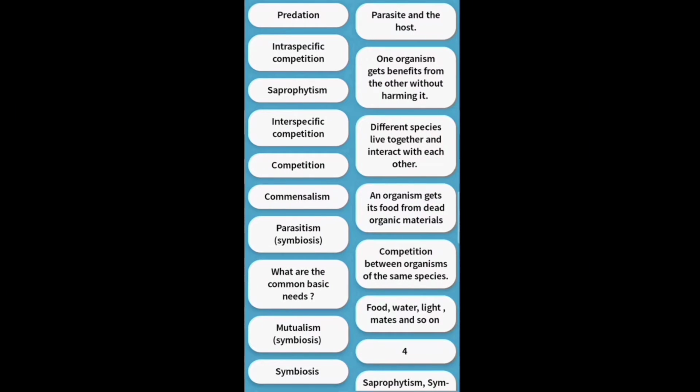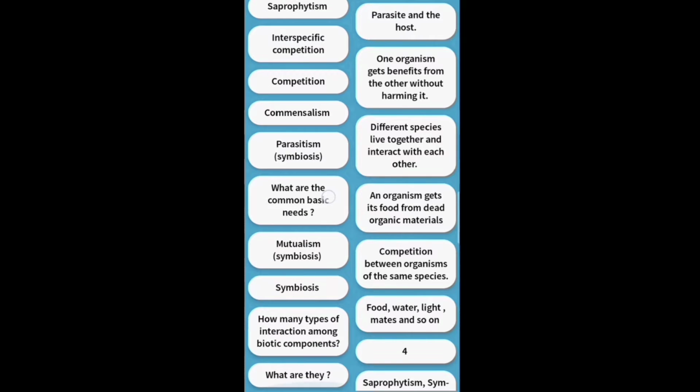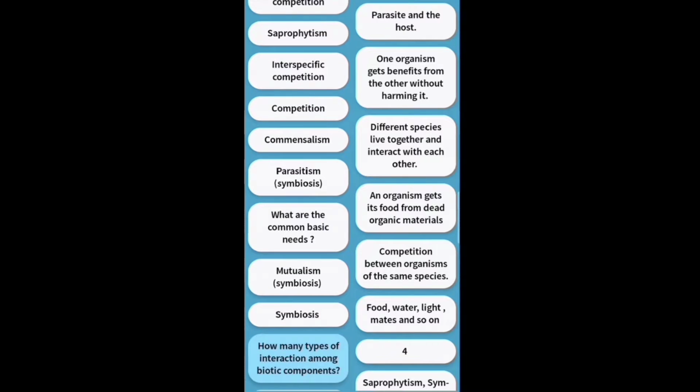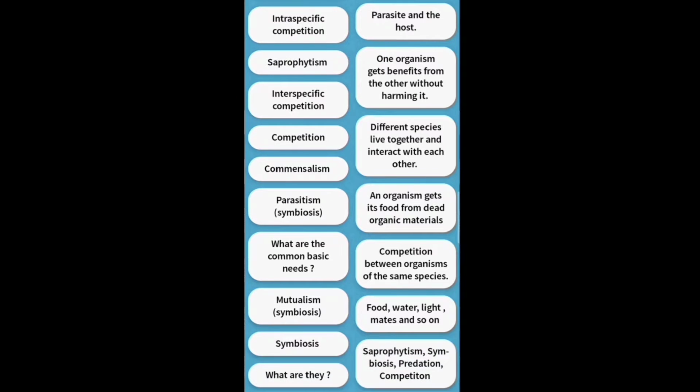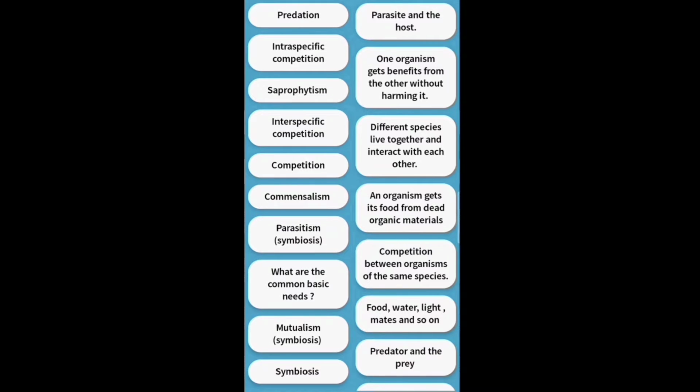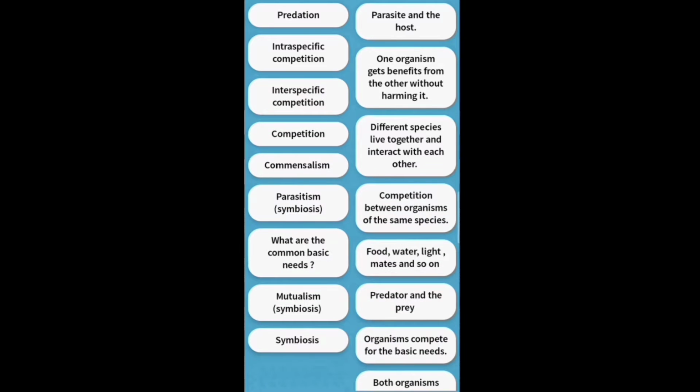First of all, we can take a look and go through the types of interaction among biotic components. There are 4 types of interaction. And what are they? They are saprophytism, symbiosis, predation, and competition. And then we can look at saprophytism. It means that an organism gets its food from organic materials.